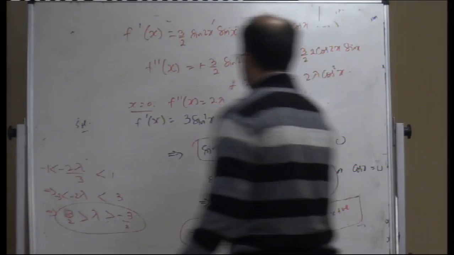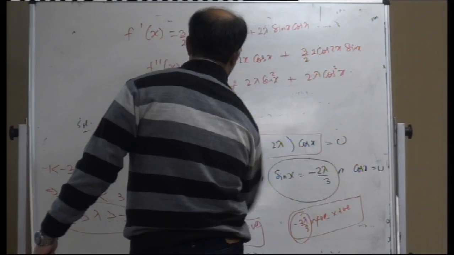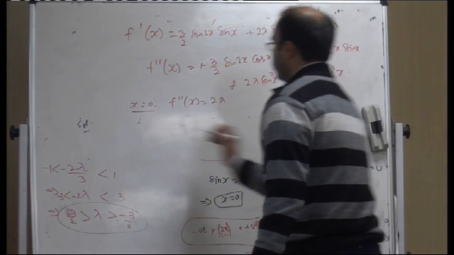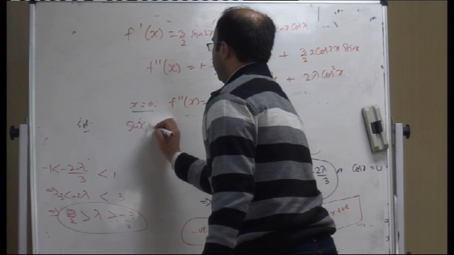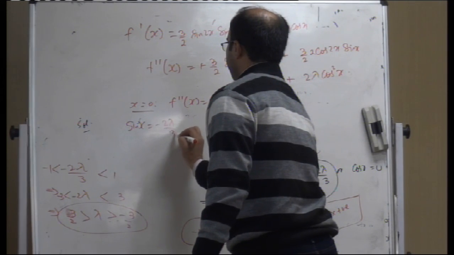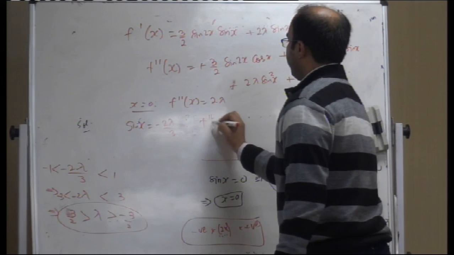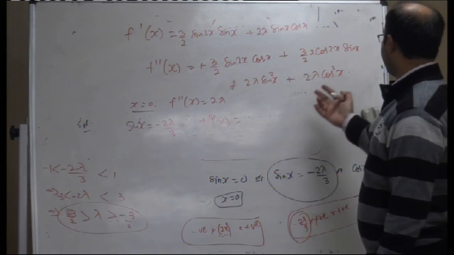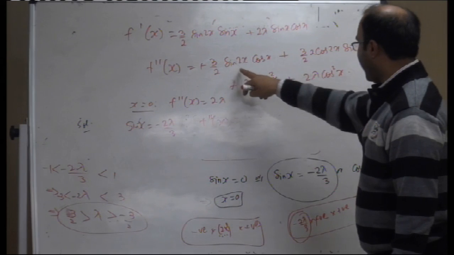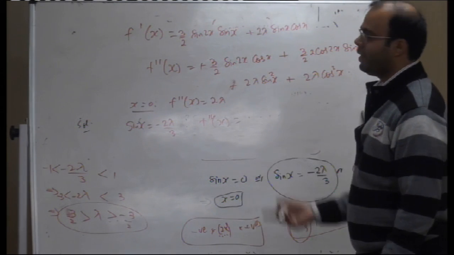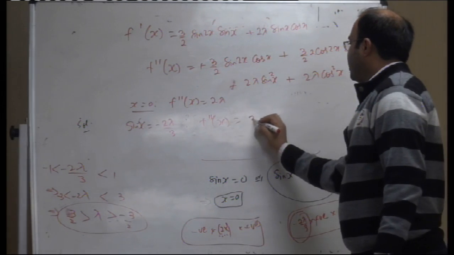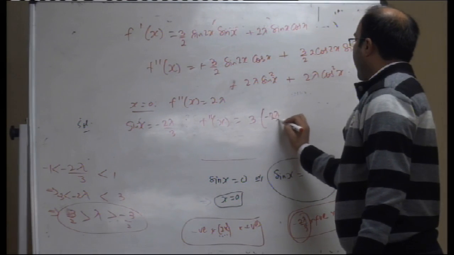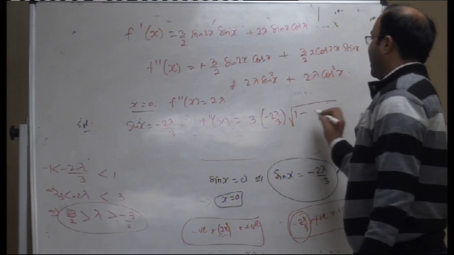Now when you put another value, where we are getting sin x equal to minus 2 lambda by 3. So where sin x equal to minus 2 lambda by 3, what would happen? F double dash of x, just calculate. Minus 2 lambda by 3, just put it where you can put, like sin 2x is actually 2 sin x into cos x. So this would become 3 sin x into cos square x. Sin x is minus 2 lambda by 3 and cos x is root over 1 minus sin square x.